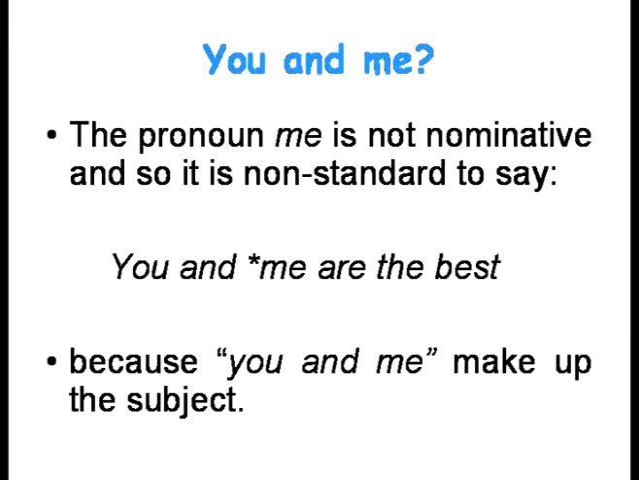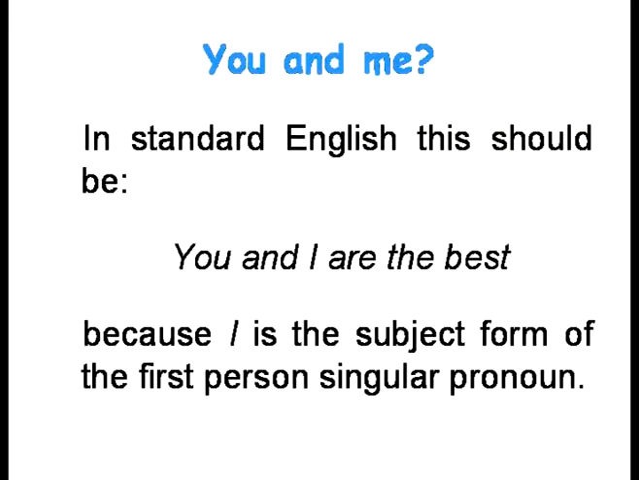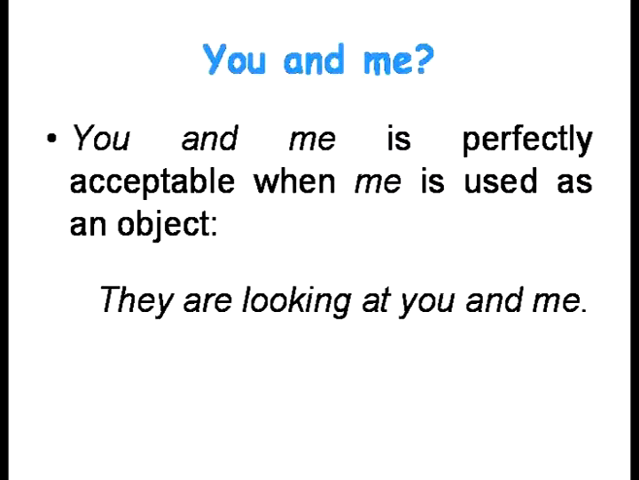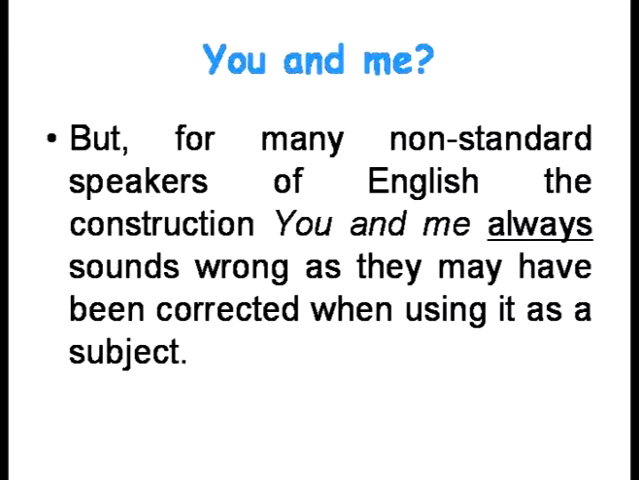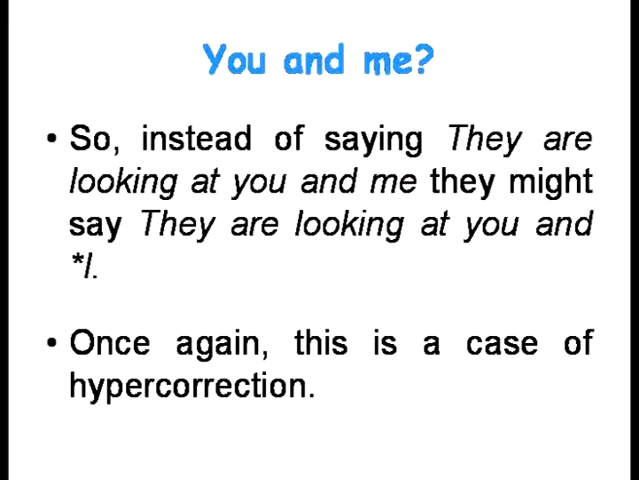You and me. The pronoun me is not nominative, and so it is non-standard to say you and me are the best, because you and me make up the subject. In standard English, this should be you and I are the best, because I is the subject form of the first person singular pronoun. You and me is perfectly acceptable when me is used as an object. They are looking at you and me. But for many non-standard speakers of English, the construction you and me always sounds wrong, as they may have been corrected when using it as a subject. So, instead of saying they are looking at you and me, they might say they are looking at you and I. Once again, this is a case of hypercorrection.